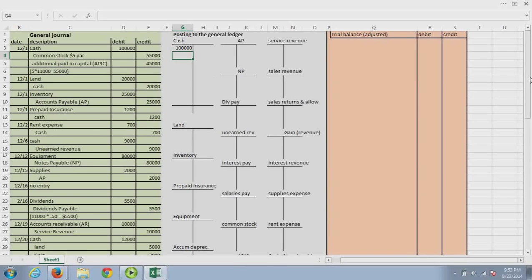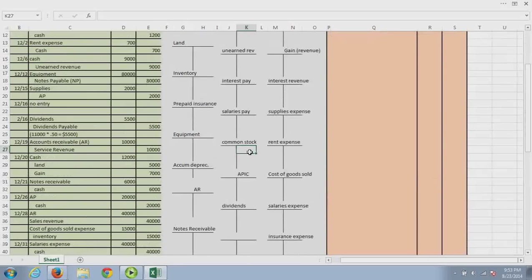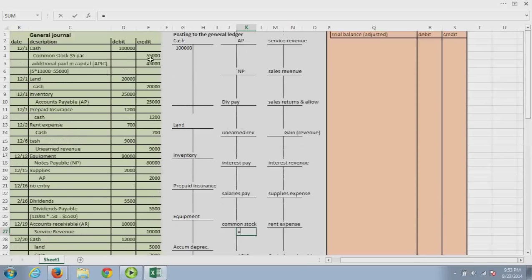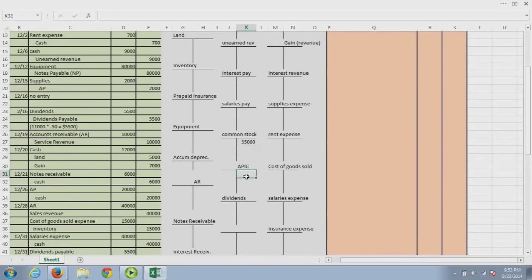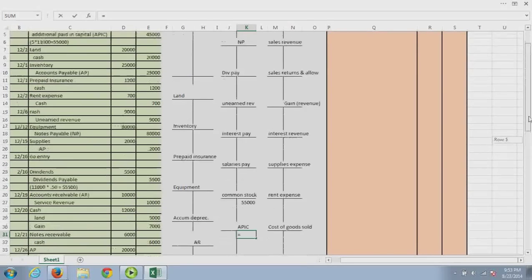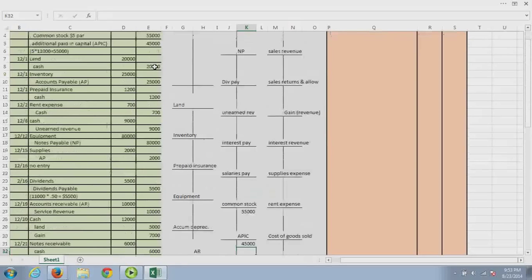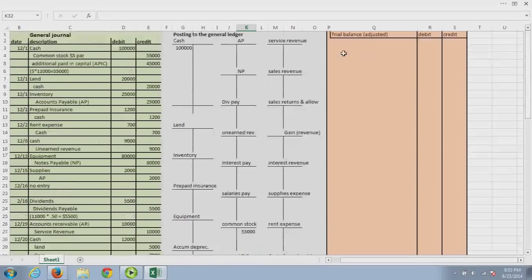And then I'm going to go next to common stock, and I'm just going to link it. And then additional paid in capital: if you remember, when you issue stock at par value, the difference between par and market value would be your additional paid in capital. So we just posted the first journal entry.